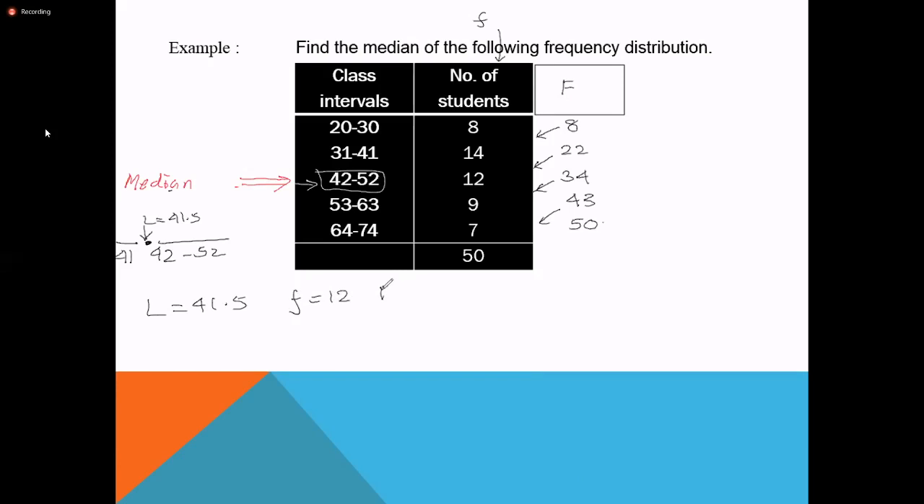What is capital F then? As I explained to you, cumulative frequency should be taken from the previous class. Not the same class, previous class. Then F is equal to 22.